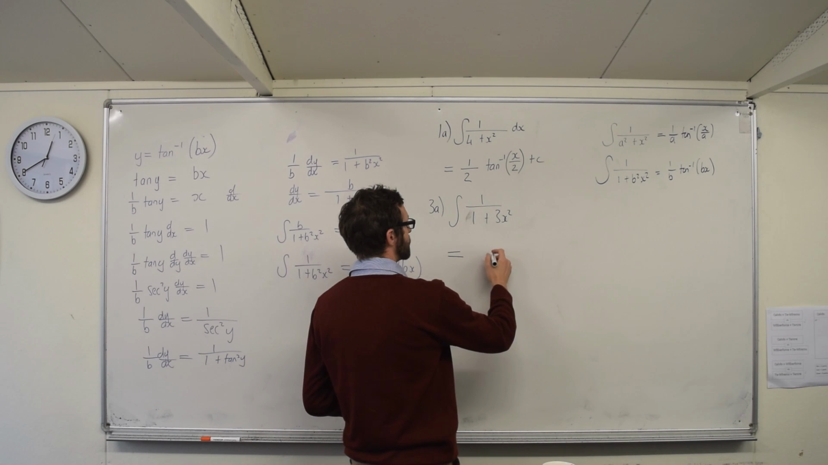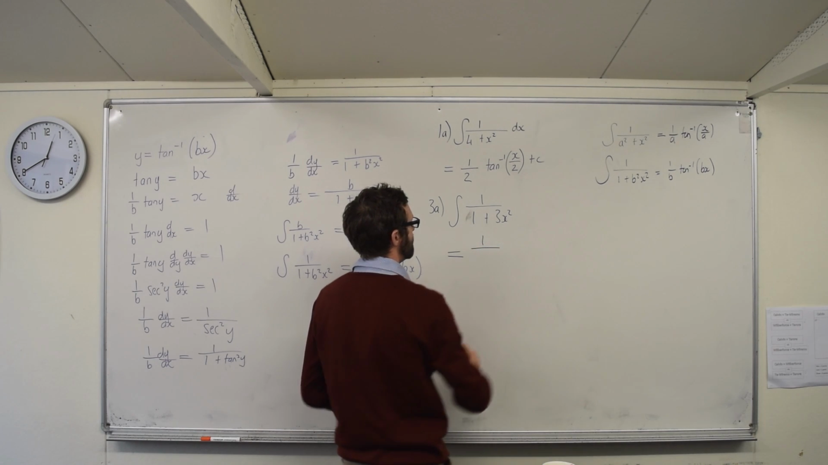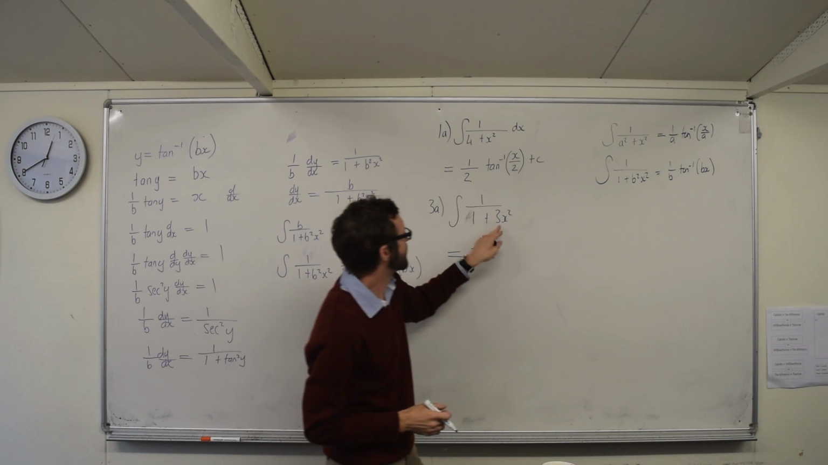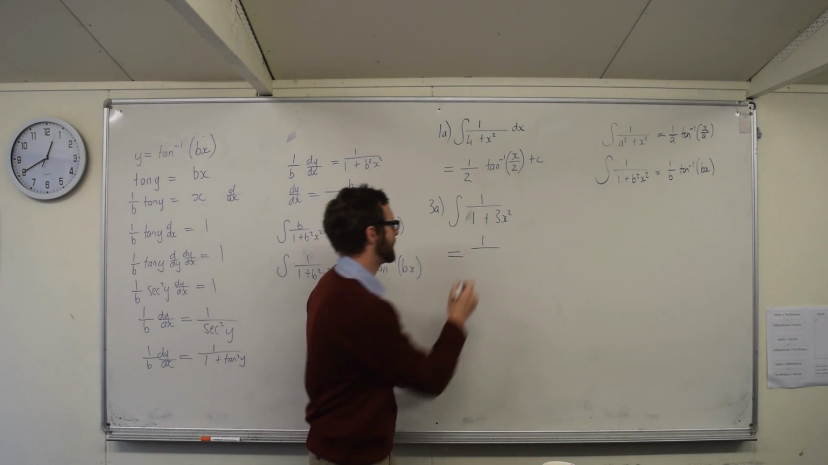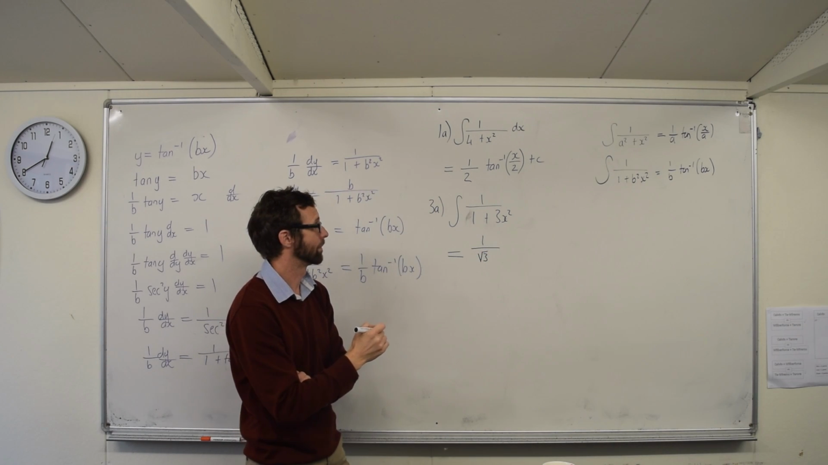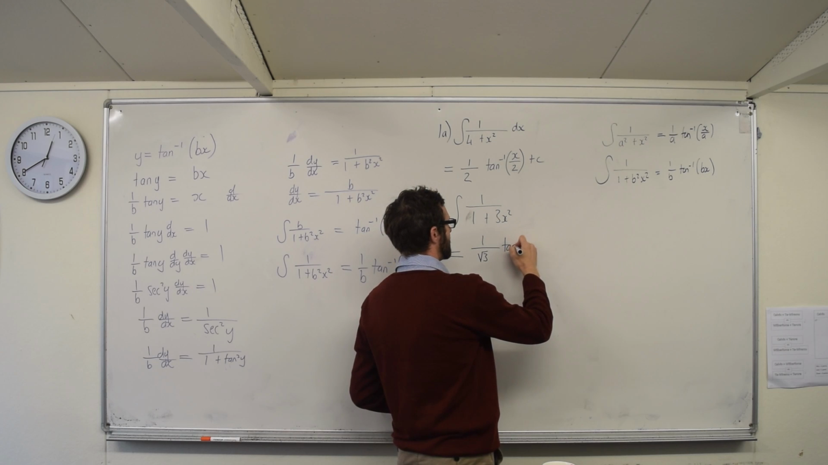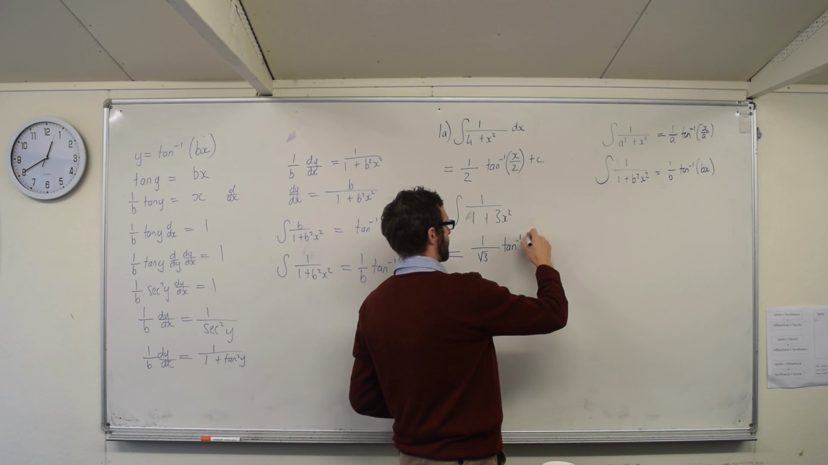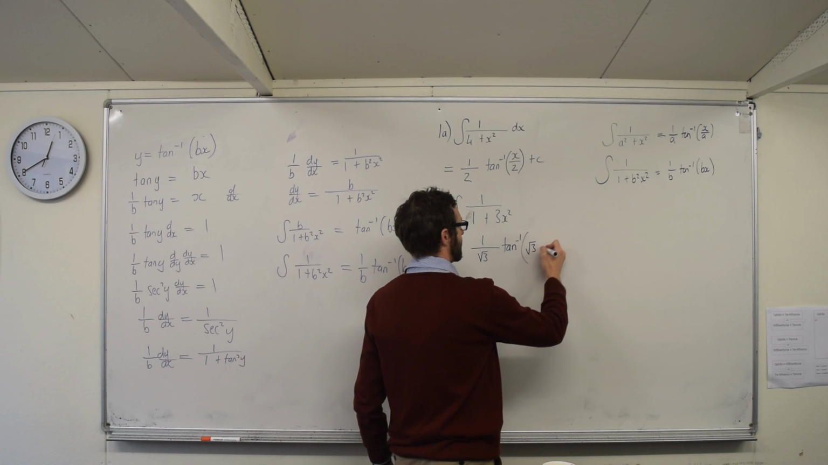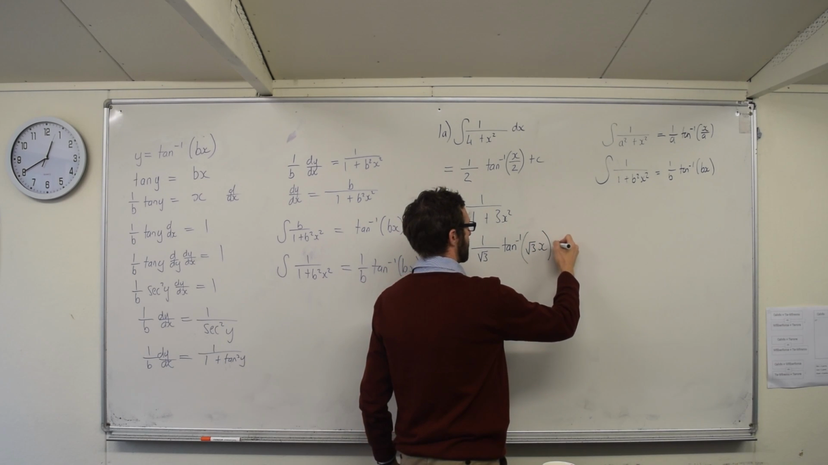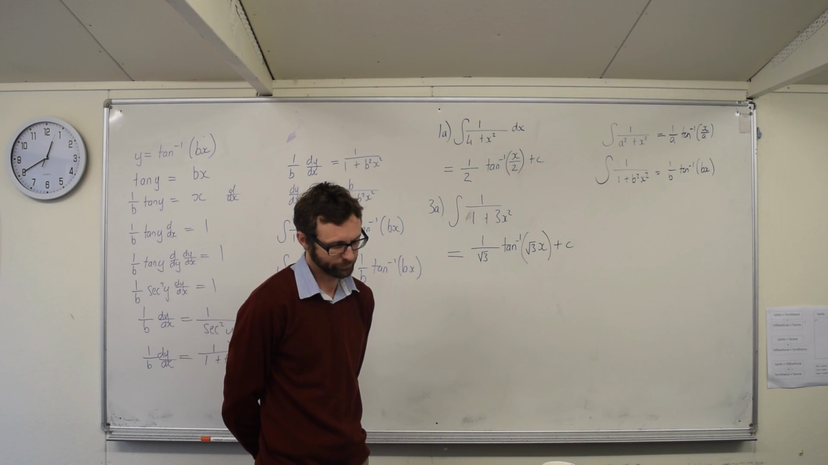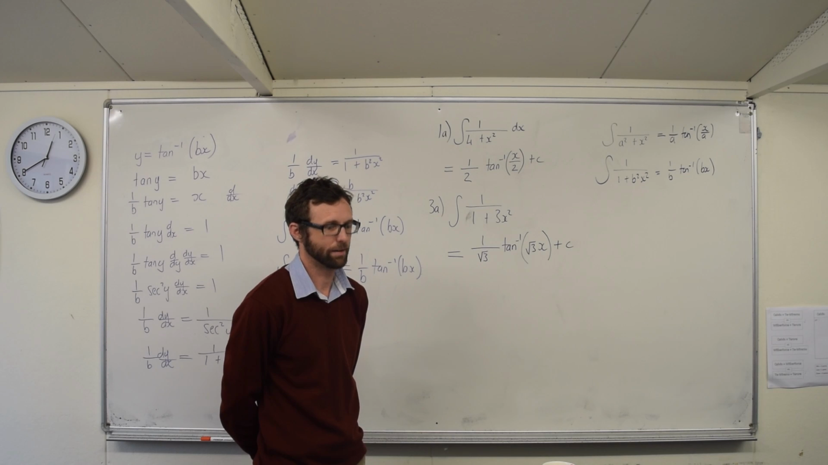So it's going to be equal to 1 over b. Now, what is b in this case? B squared. So this is b squared. So b must be square root 3. And then we're simply going to have 1 over root 3 times inverse tan of square root 3 times x, plus c. Okay, that wasn't so bad after all, was it?